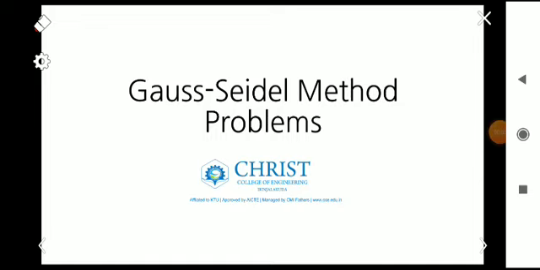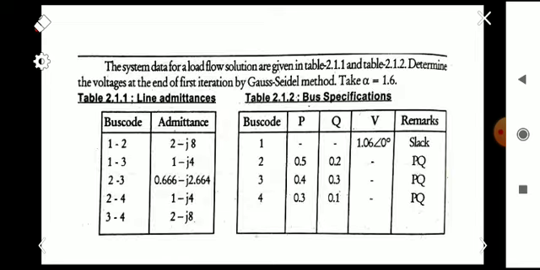Hi all, welcome to another video of subject power system analysis based on the KTU syllabus, and today we will discuss a problem based on the Gauss-Seidel method of load flow analysis. So the problem is: the system data for a load flow solution are given in table 2.11 and 2.12. Determine the voltages at the end of first iteration by Gauss-Seidel method.